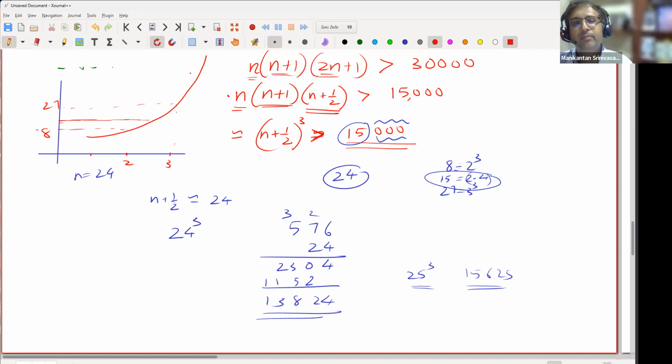Because it's steep, which is why I went with 24, because you have to cross more to reach the halfway point. So, 8 and 27, what is the halfway point between 8 and 27? It's 35, correct? 35 divided by 2, which is 17. So to reach 17, I'll have to go closer to 3.